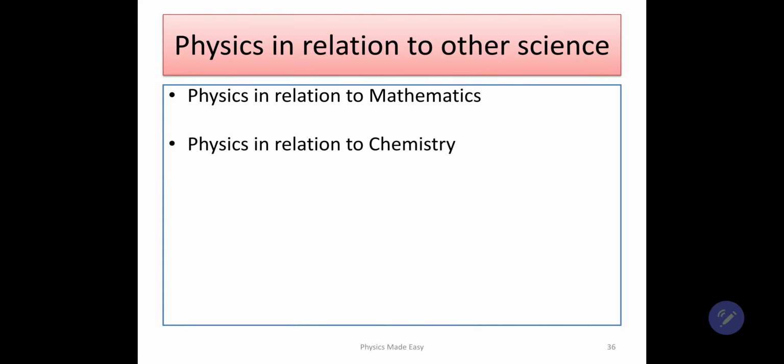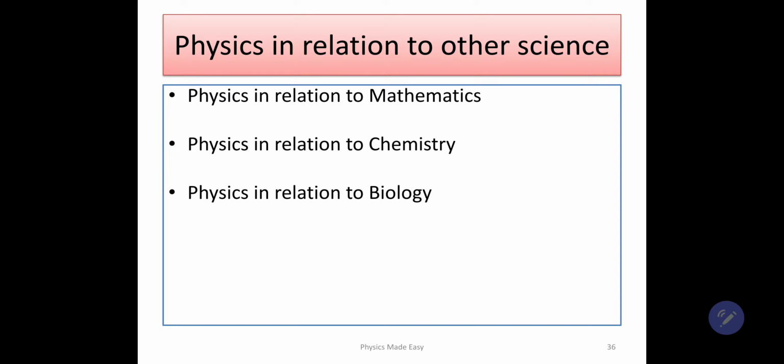Physics in relation to chemistry. Understanding the bonding and chemical structure of substances is easy with the help of the concept of interaction between various particles. The concept of X-ray diffraction and radioactivity has helped to distinguish between the various solids and to modify the periodic table.